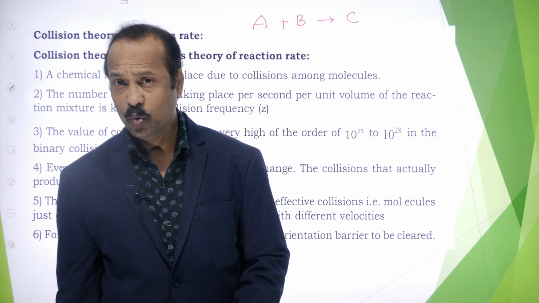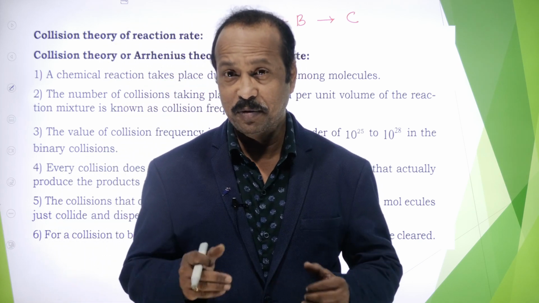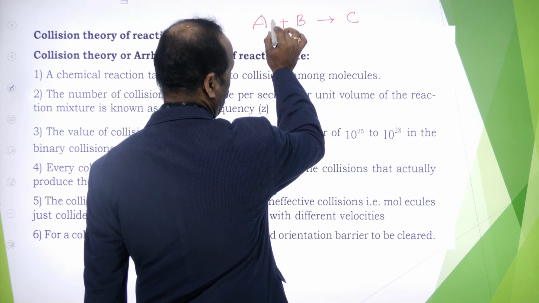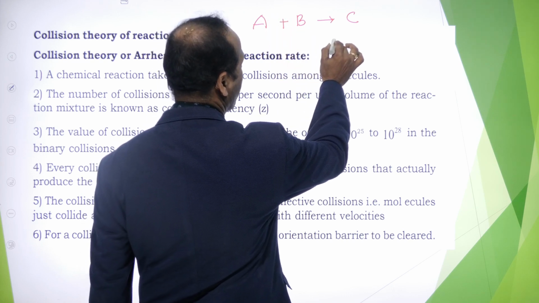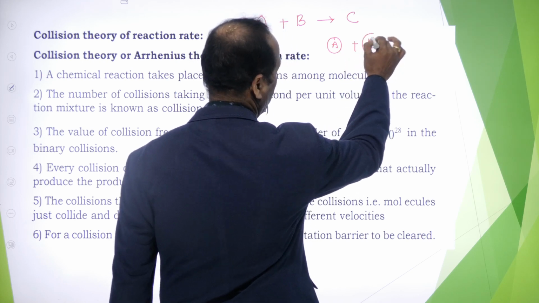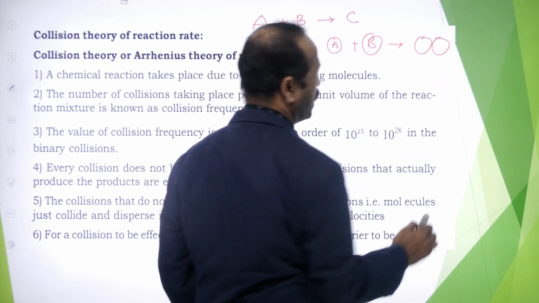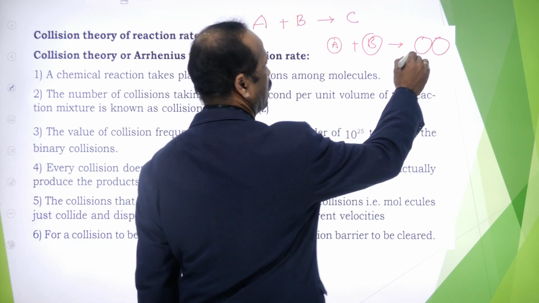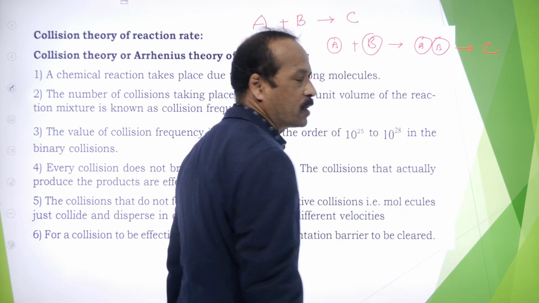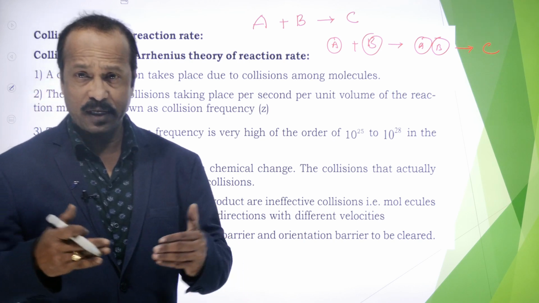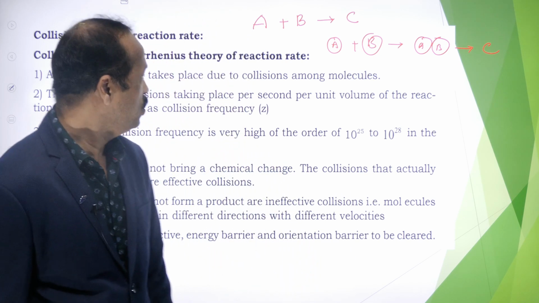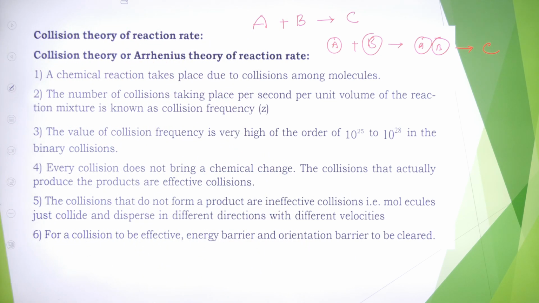But what is meant by reacting here? Reacting is nothing but the A molecule or A atom colliding with B. When they collide with each other, they both combine to form the new product called C. Clear? So here reacting means colliding. Understood? Now see the collision theory of reaction rate.